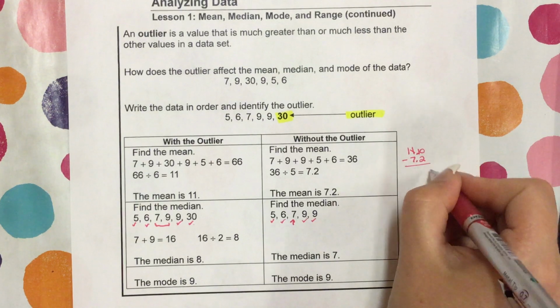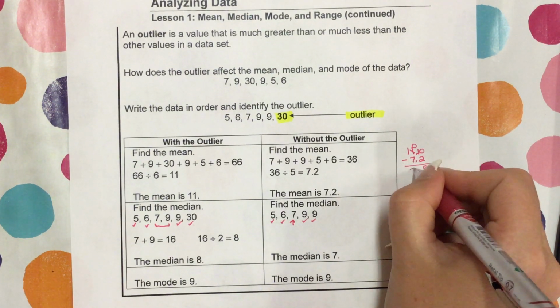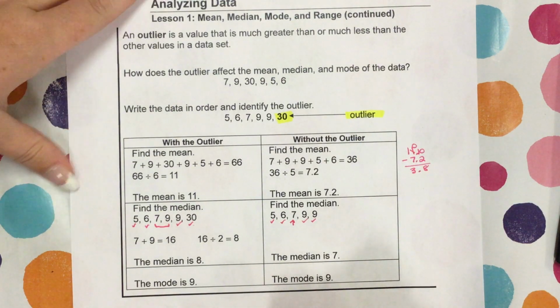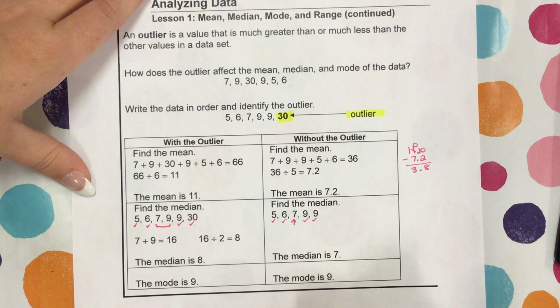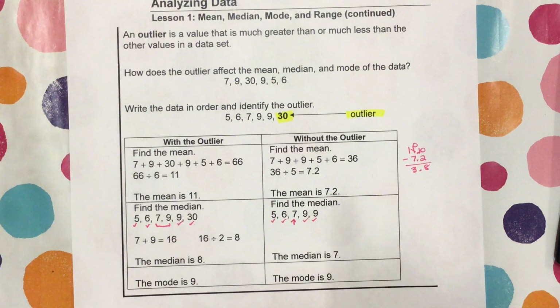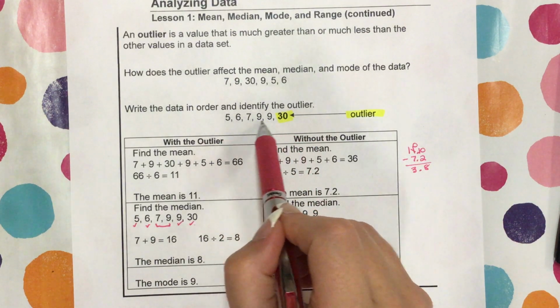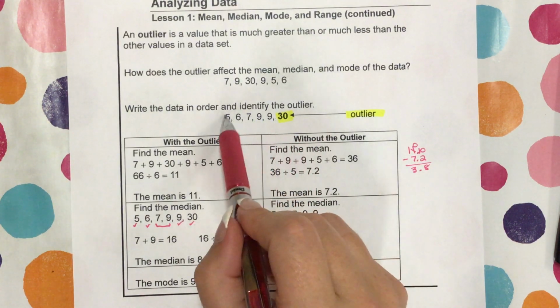Got to borrow there, making that a 10. 10 take away 2 is 8. That would be a 0. 10 take away 7 is 3. Okay, so the outlier increases the mean by 3.8. Okay, so if you look at all of these values are between 5 and 9.